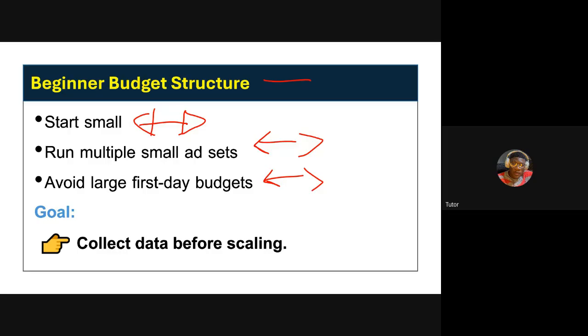Listen to this. This is going to ruin your AdSense if you do otherwise. Avoid a large first day budget. Don't, on your first day of running ads, start with a very big amount of money. Start from 3,000, 5,000 naira, 10,000 naira, 15,000 naira for your first ads. Then as time goes, you keep on increasing it, and the more you increase it, the more you earn.